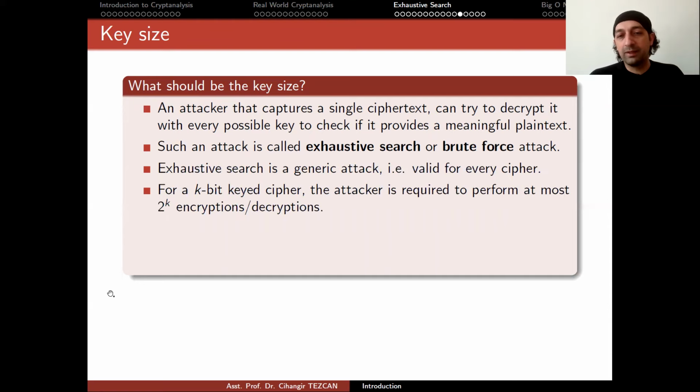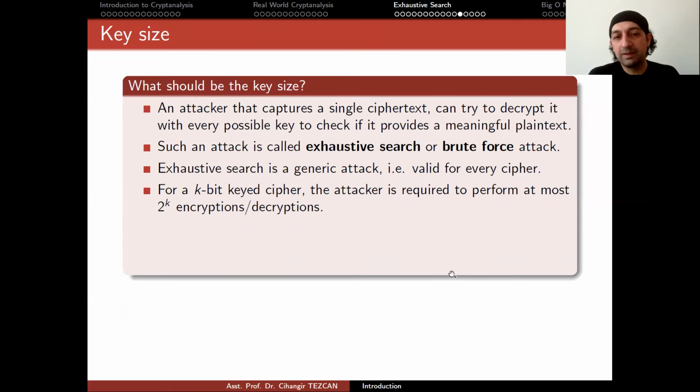Exhaustive search is a generic attack, in other words, valid for every cipher. It doesn't matter if your cipher is strong, good, or how you design it, because with a k-bit key, you generate a key space of 2 to the k keys. So we can try all of them one by one, and we can always perform this attack, regardless of how you define the cipher.